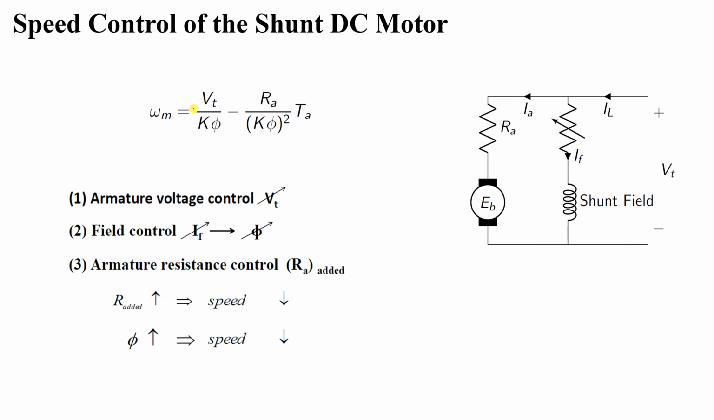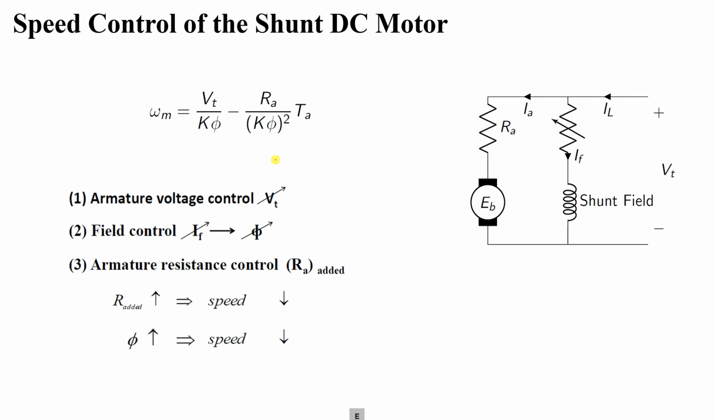We can control V terminal. By changing V terminal, I can change omega. Also, you can change phi, or the magnetic flux, by controlling the resistance. If you control resistance, you can control the field current, which means you can control the excitation. You can also change the resistance of the armature, which will lead to a change in omega. So these are the three: armature voltage control, field control, and armature resistance control.